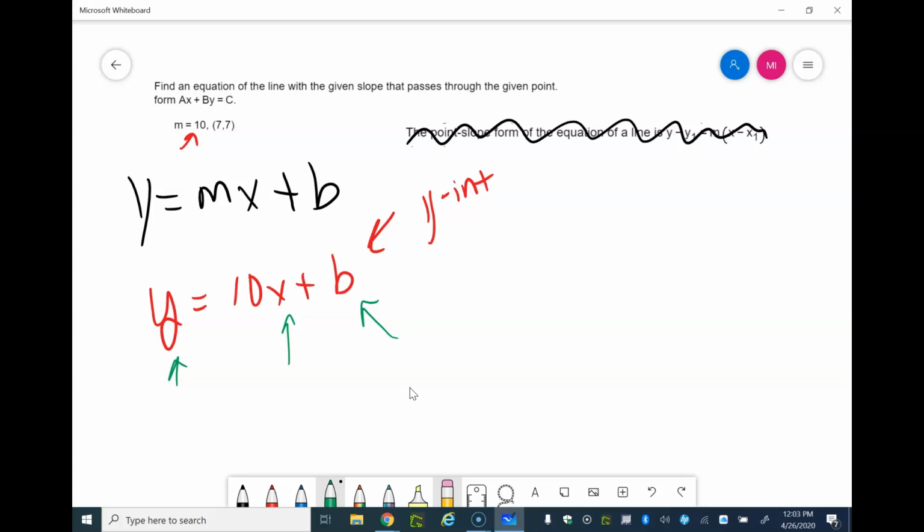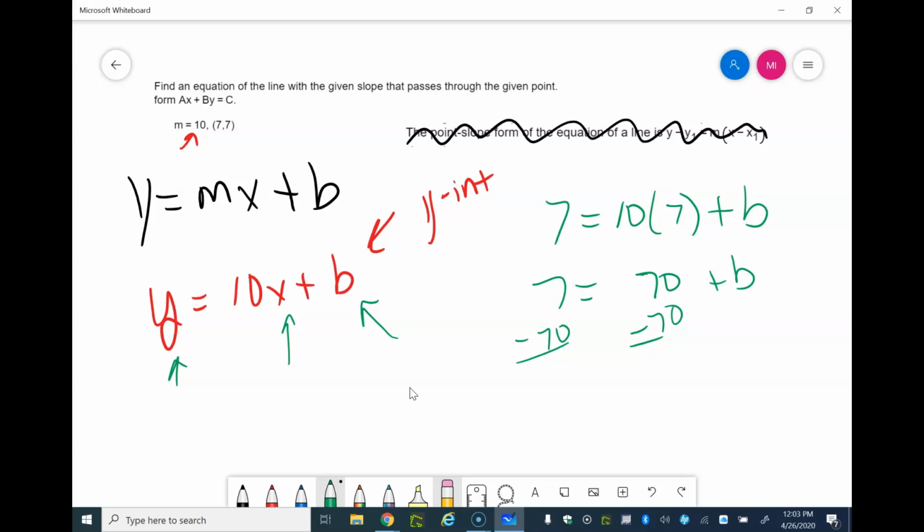Y is going to be 7, so we put 7 is equal to 10 times x, which is also 7, plus b. If we do the math, 10 times 7 gives you 70, so I have 7 equals 70 plus b. Then I'm going to subtract 70 on both sides. That cancels, so b is actually going to equal negative 63.